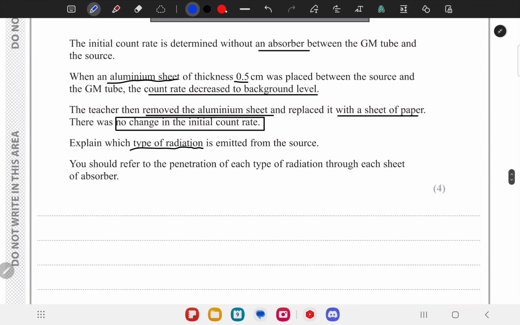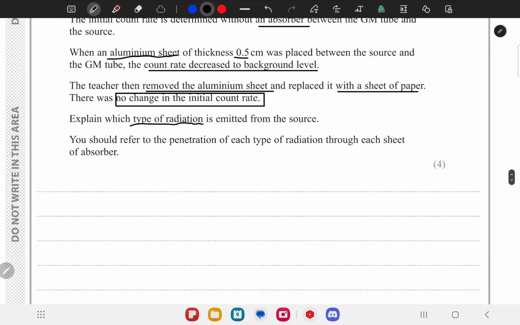Now, if this was alpha emission, alpha cannot go through a sheet of paper, so if this was alpha, the sheet of paper would stop it. Since we are told that there is no change in the initial count rate with the paper, it cannot be alpha because alpha would be stopped by paper and there would be a significant decrease in the count rate.